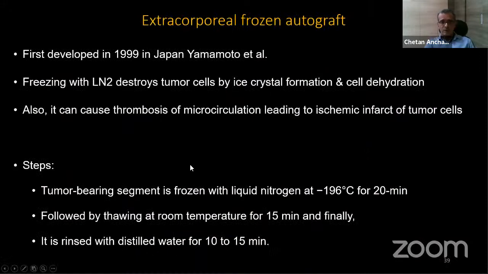Now, the trend is for extracorporeal frozen autograft. This was first developed in 1999 in Japan by Yamamoto et al. Here, freezing with liquid nitrogen destroys the tumor cells by ice crystal formation and cell dehydration. Also, it can cause thrombosis of the microcirculation, leading to ischemic infarct of the tumor cells.